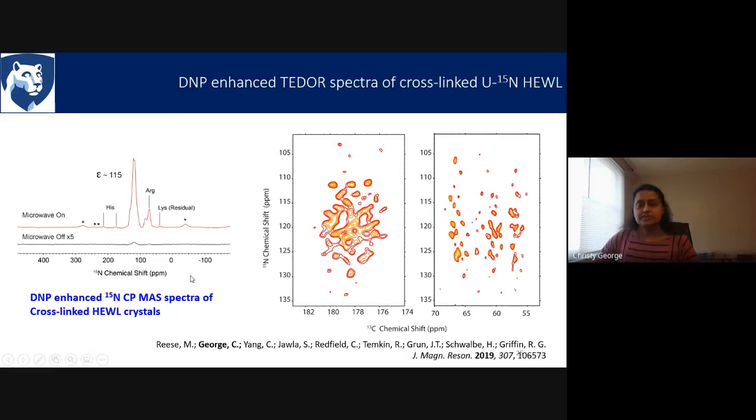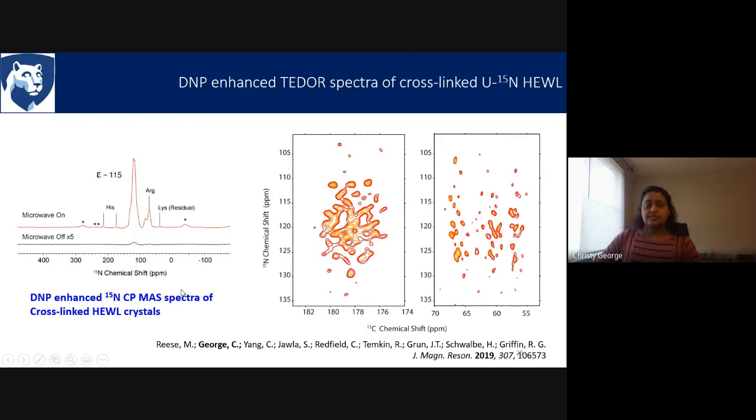Now, this sample was for protein NMR. Generally, when we do protein NMR, people do labeling. They label both carbon and nitrogen to do experiments. But this particular sample was labeled only with nitrogen. There was no C13 labeling.